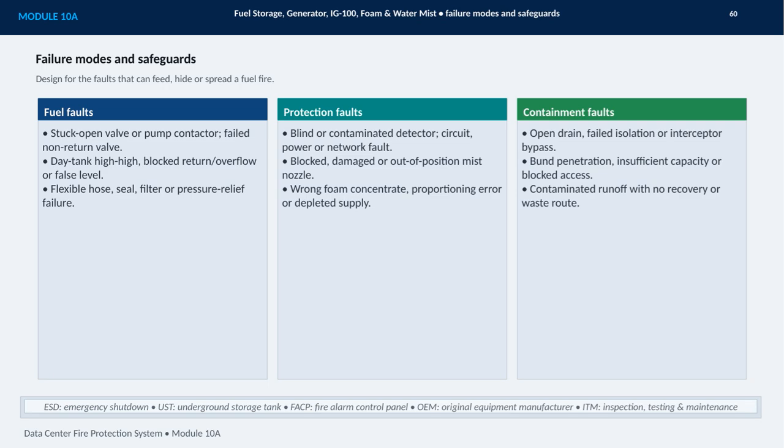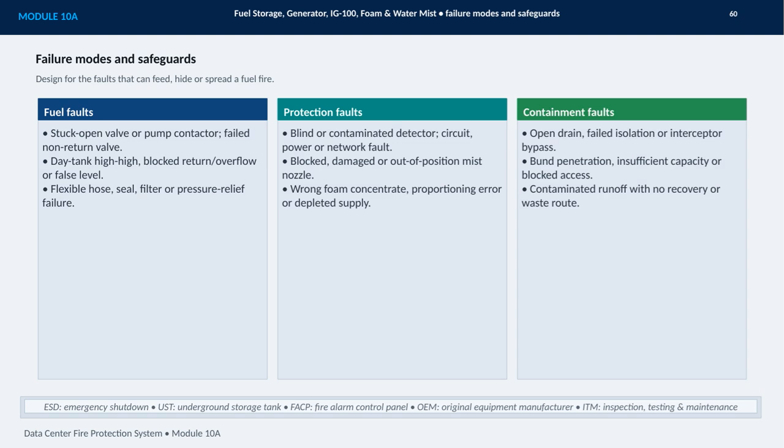Fuel faults can begin with a stuck-open valve, a pump contactor, or a failed non-return valve. They can also involve an overfilled day tank, a blocked return or overflow path, a false level indication, or a failure in a hose, seal, filter, or pressure relief device.